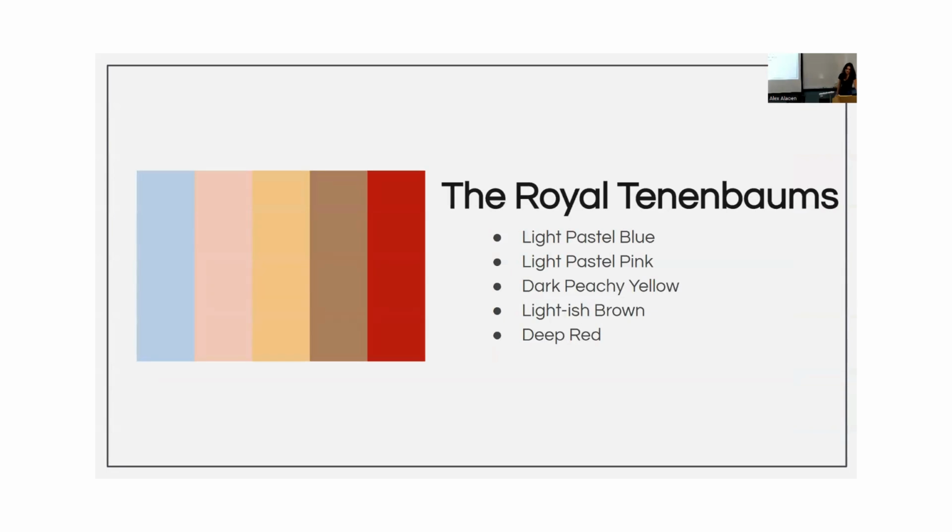Moving on to the next movie, which is The Royal Tenenbaums. This is the color palette again. We have our pastel blue and our pastel pink. This is often used with Margot, one of our characters, and it just kind of shows childhood and a light feminine color.